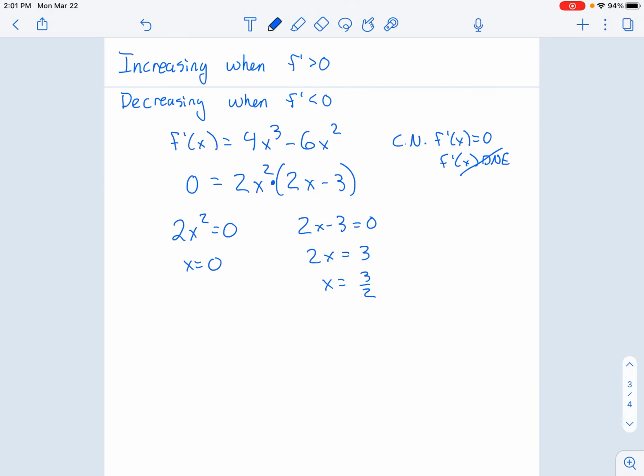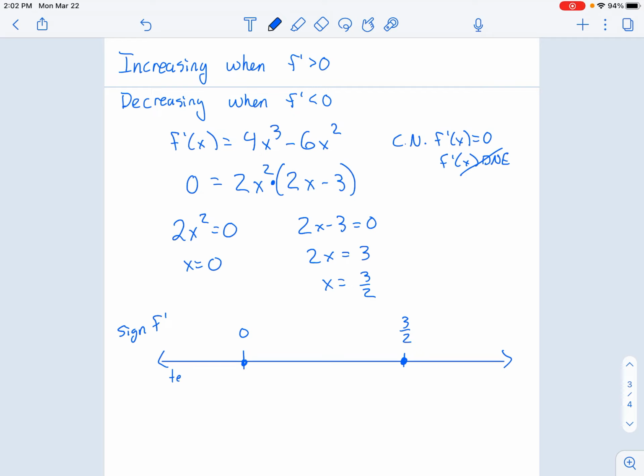We're going to do a sign test here. So we'll just put these down in order. The spacing doesn't matter too terribly much here. This is 0, and this is 3/2. These are where our derivative is 0. So we're looking here for the sign of the derivative. And the way I'm going to do this is I'm going to pick a test point that falls on either side of my critical numbers here.